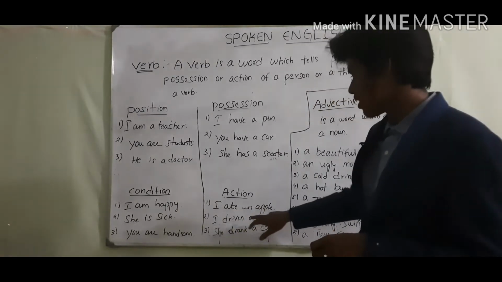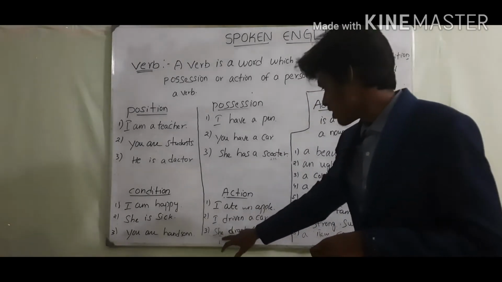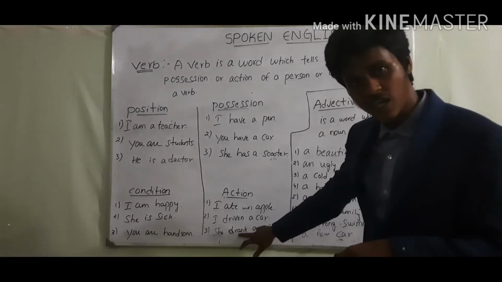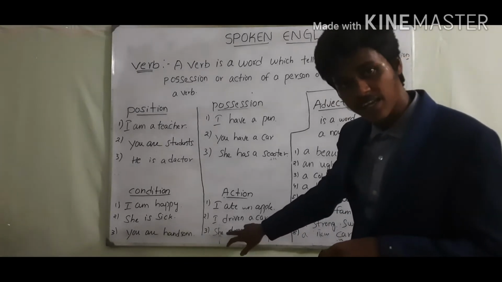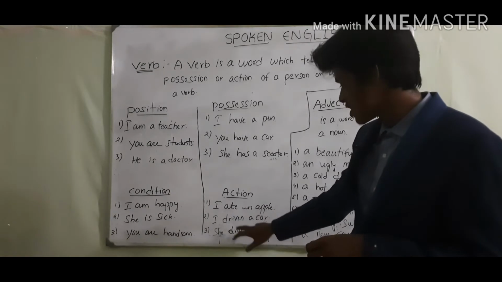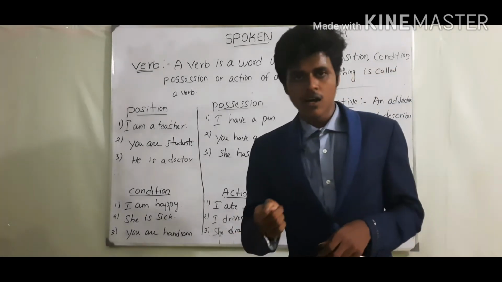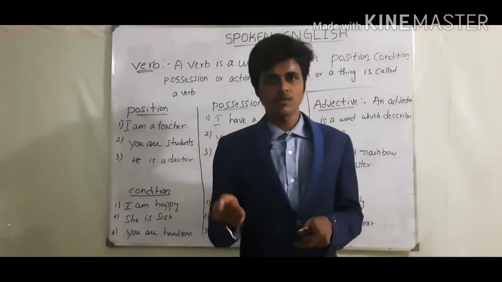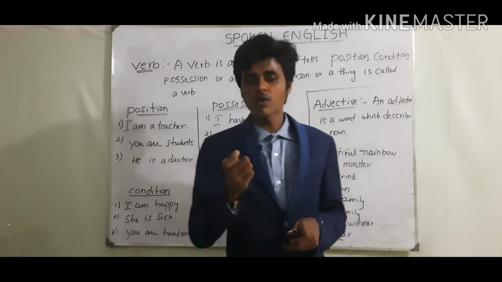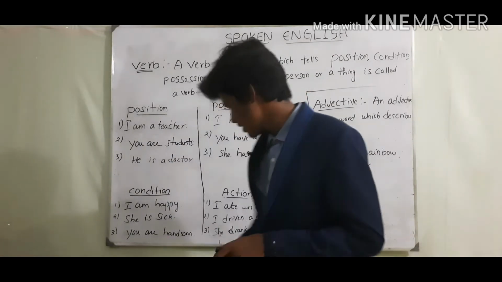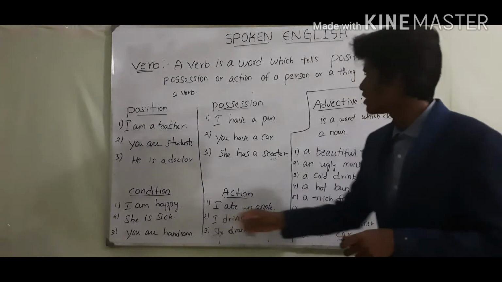I driven a car. Here driven is a main verb. She drank a coffee. Here drank is a main verb. Drank acts as a main verb. So here ate, driven, drank are the main verbs. It conveys the present possession. Present, whatever the action performed by the subjects like I, she.